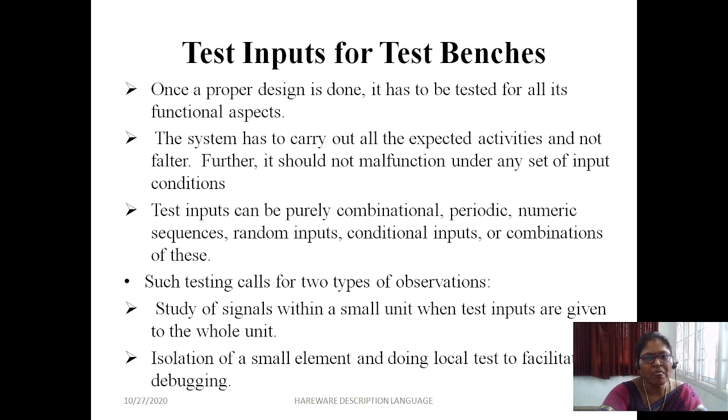When we design a circuit, we have to test all the functional aspects. We have to test the inputs for combinations, different periodic and numeric sequences, random inputs, or a combination of these, and test our circuit. Such a test has two types of observation. One is to study a signal within a small unit, and then test the whole unit also. We have to isolate a small unit or make a local test to facilitate debugging.